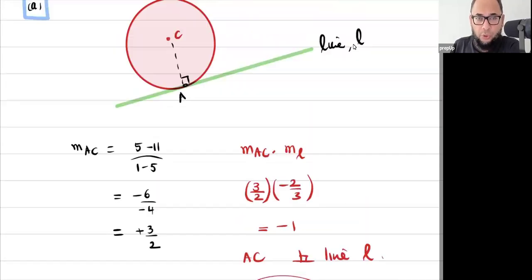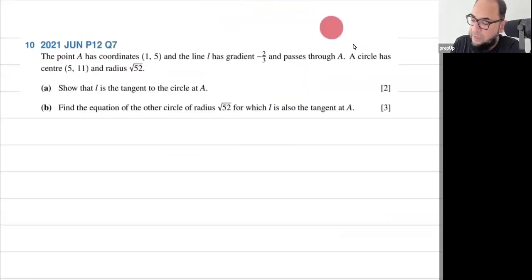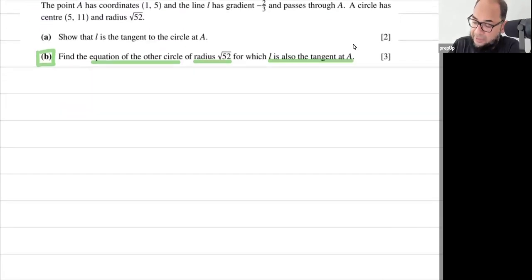Is this concept all good, all clear? So just a small diagram does the job. Let's move to the next part. Now it says, part B, find the equation of the other circle of the same radius for which line L is also a tangent at A. Now that's a good question.